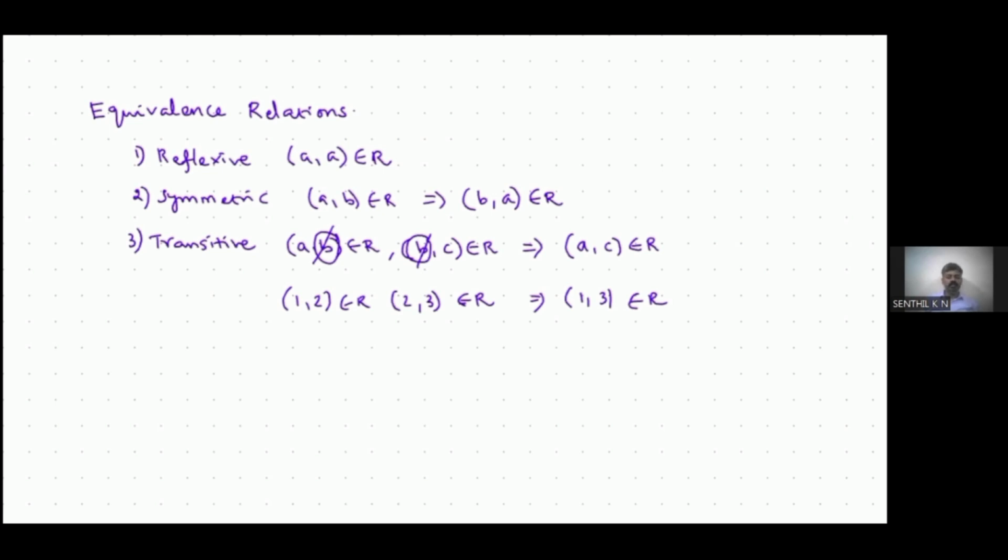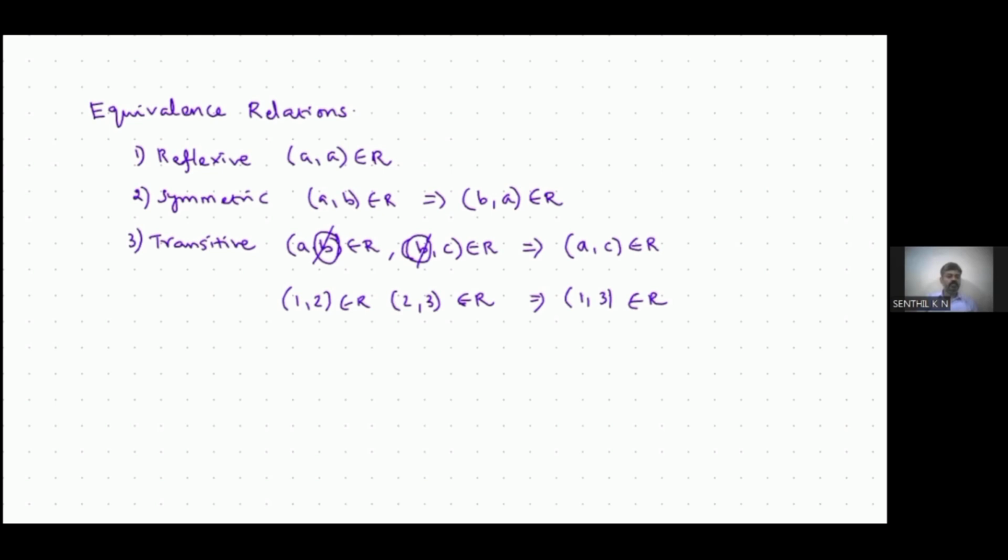Transitive means we have to take two elements from R, in the form of (a, b) and (b, c). Then only we can check whether the resultant element (a, c) belongs to R or not. If it is in R, we can say it is transitive. So a relation satisfying these three conditions is an equivalence relation.